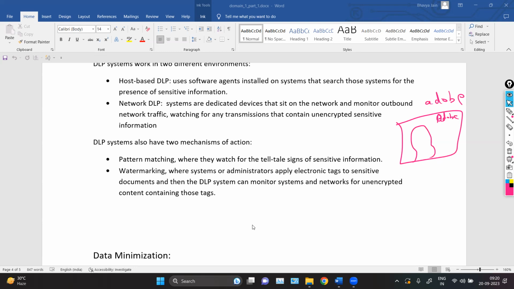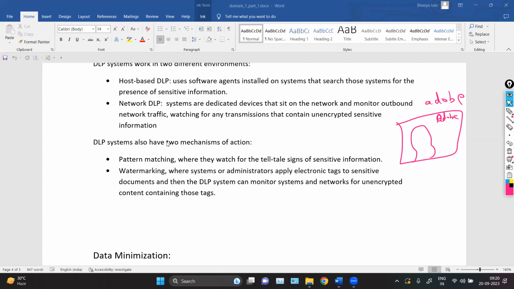So we can use it there, but in real systems or in some companies where we don't need a watermarking system, in that case we don't use it. So it is not compulsory that we only use two mechanisms. We have many more mechanisms in DLP. Okay, so that we will discuss later.